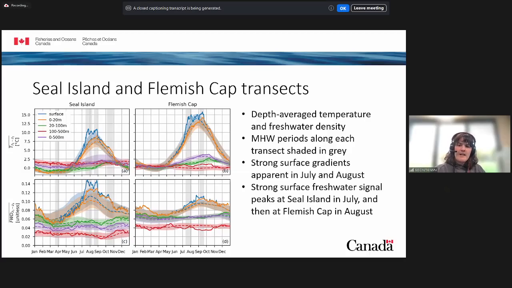And at Flemish Cap, the surface heat waves were in mid-July and early August, and then in early to mid-September. Once again, the July heat wave was mainly confined to the surface. Now, in the panels at the bottom, where we're examining the freshwater density, we see unusually fresh conditions exceeding the 90th percentile throughout most of the summer and fall. At Seal Island, the freshwater peaks in July, and at Flemish Cap, it peaks a little bit later in August. Early in the summer, the fresh conditions are more confined to the surface than later in the fall.